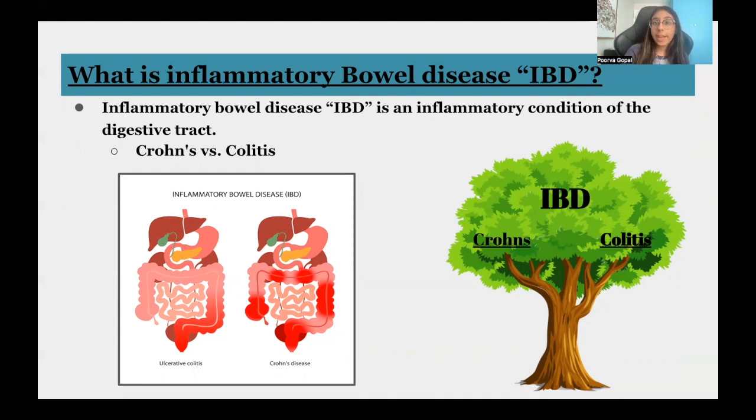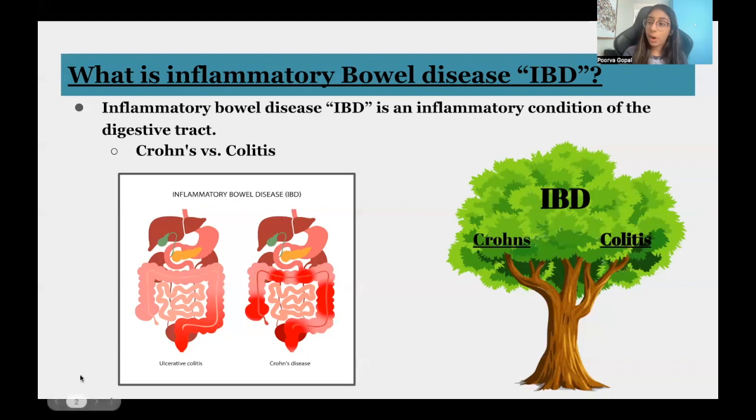However, on the other hand, ulcerative colitis specifically targets the large intestine and extends to the rectum, as you can see by the diagram. Symptoms vary in severity. However, both ulcerative colitis and Crohn's disease present similar symptoms, including diarrhea, blood in the stool, varying degrees of abdominal pain, and weight loss, which is the most prominent.